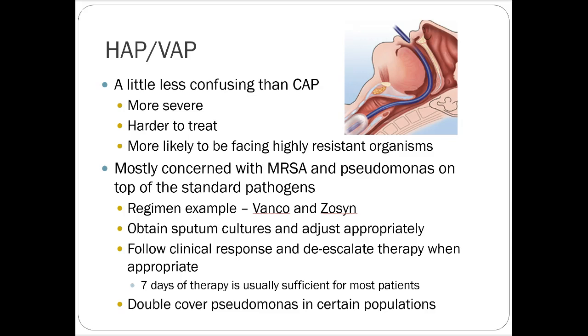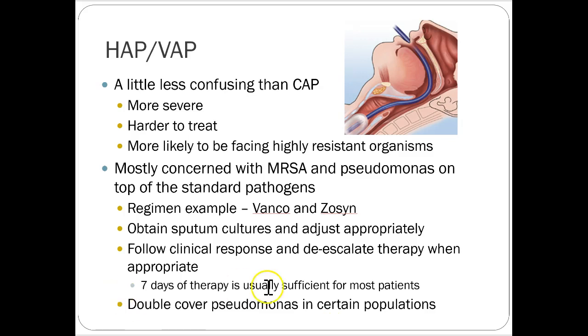Where I would recommend thinking about anaerobic coverage when it comes to respiratory infections is for aspiration pneumonia. So if somebody has aspirated, which certainly is possible with a ventilated patient, that's where you want to cover anaerobic pathogens. And that applies to any type of pneumonia, but specifically HAP or VAP is where you might see that more commonly.